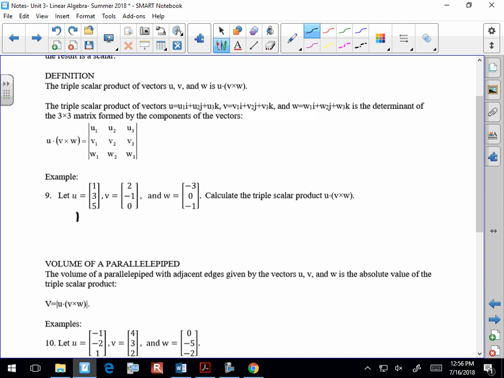Something. I lost it there for a second. The vectors that make up your 3 by 3 matrix.